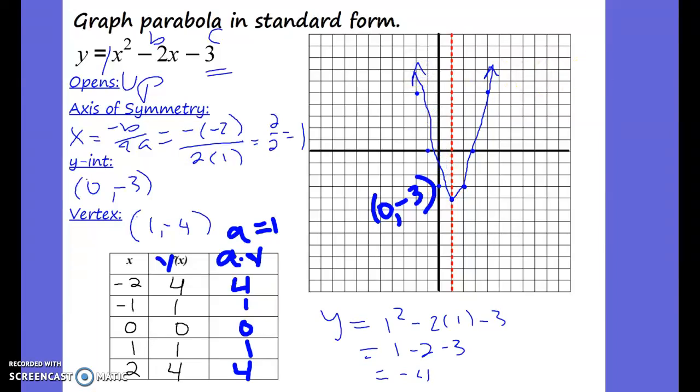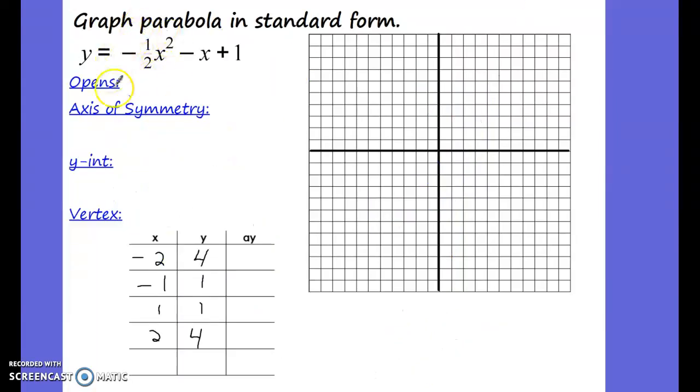Let's look at one more where a is not equal to 1. So for y equals negative half times x squared minus x plus 1, well, a is negative half, b is negative 1, c is positive 1. Well, since c is positive 1, we already know our y-intercept. Well, a is negative, so we know it opens down.